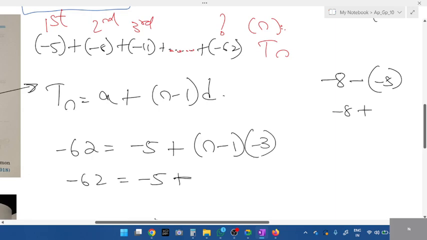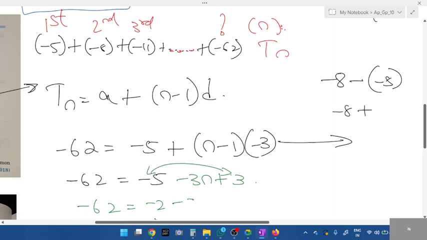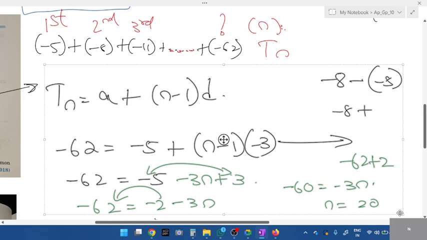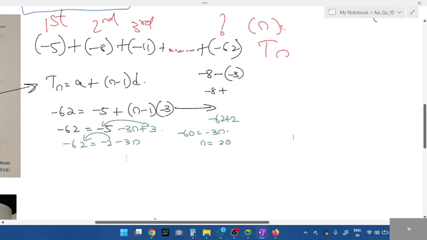Solve this in the bracket. What do you get when you solve this in the bracket? -5 plus 3, so -62 equals -10 plus 3 as it is. What is -3 and plus 3? Very good. -2? What happens to -2 if it goes to the other side? So -60 is equal to -3n. What is the value of n? Very good. Is it clear? That's it. Simple concept. All you have to do is unmute, concentrate, unmute and answer. You'll be able to understand. n is 20.